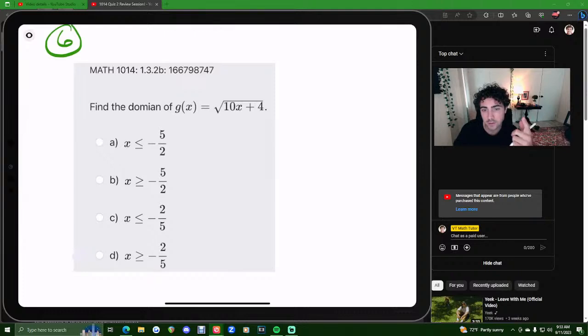You are allowed to have 0 underneath the square root. But negative numbers do not fly underneath a square root. They are no good. So what do we need to be true for square roots? We need everything underneath the square root to be either positive or 0, because it cannot be negative. So we set everything underneath the square root greater than or equal to 0. And then we solve this for x.